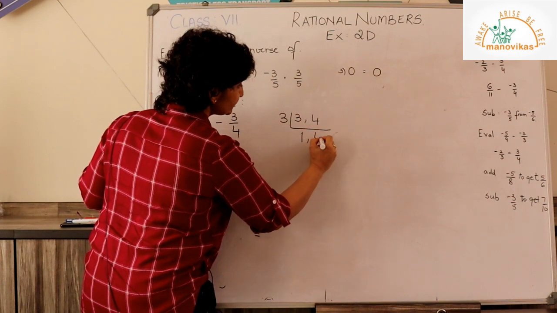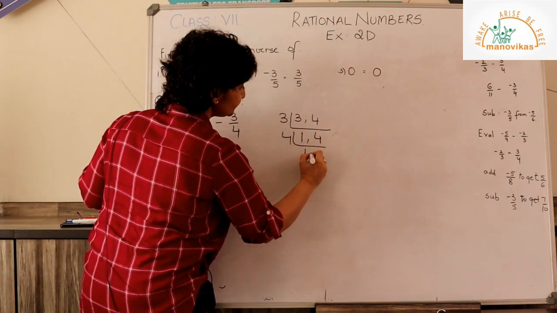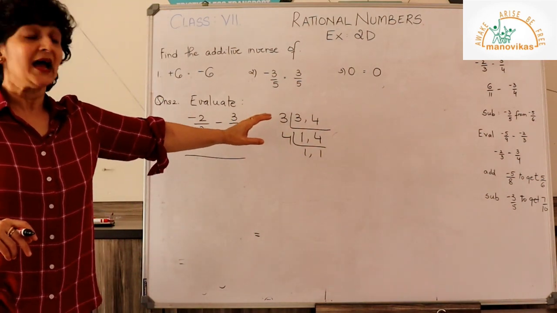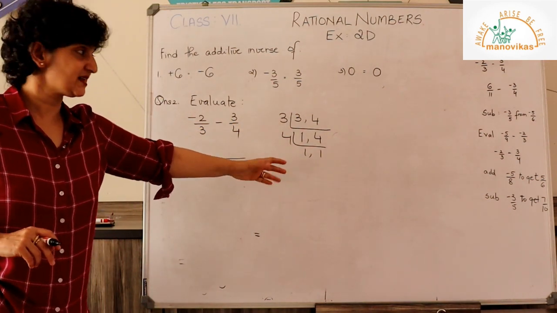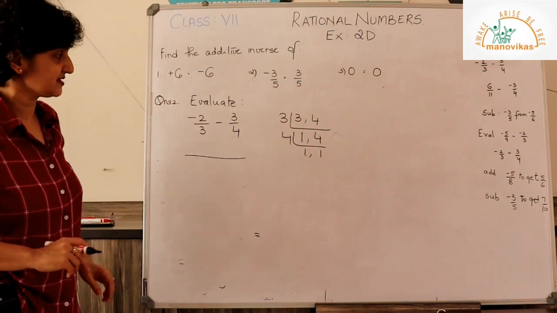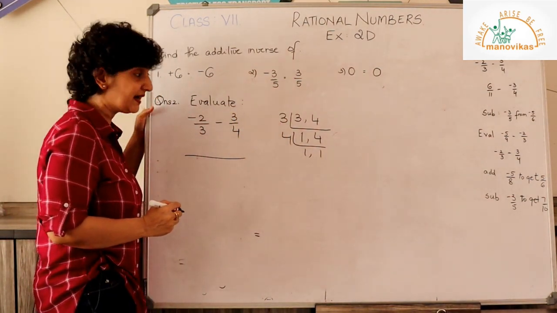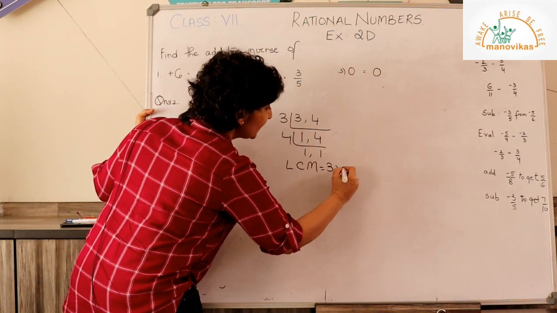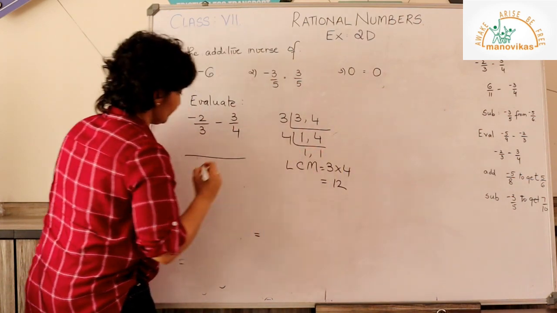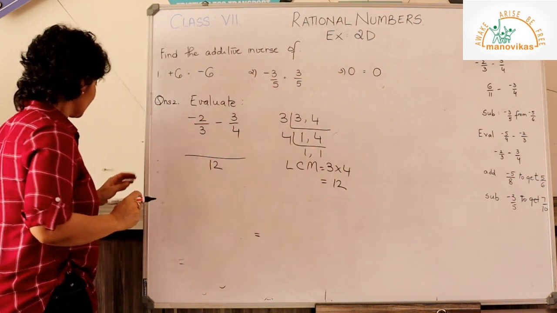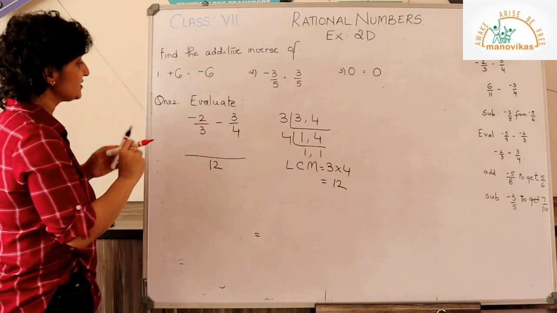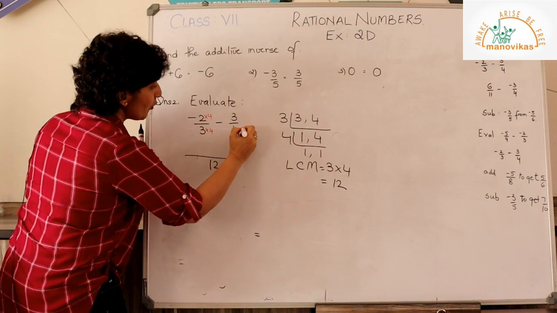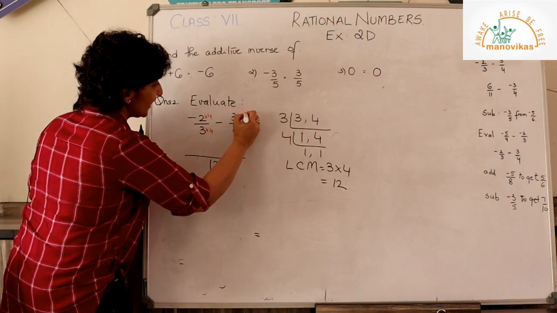3 ones are 3, 4 ones are 4 and 1. You needn't find the LCM this way because actually there are no common factors here, but still, just for you to understand, I have done this. So the LCM is 3 4s are 12. So I get 12. 3 goes how many times in 12? 3 goes 4 times. And 4 goes 3 times.